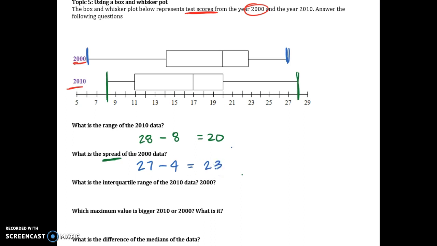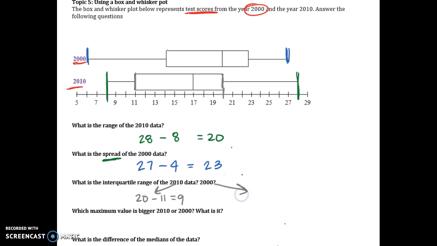What is the interquartile range of the 2010 data? Here you're just looking at your box. So your quartile 3, that's at 20. Your quartile 1 is at 11. 20 minus 11 is 9.